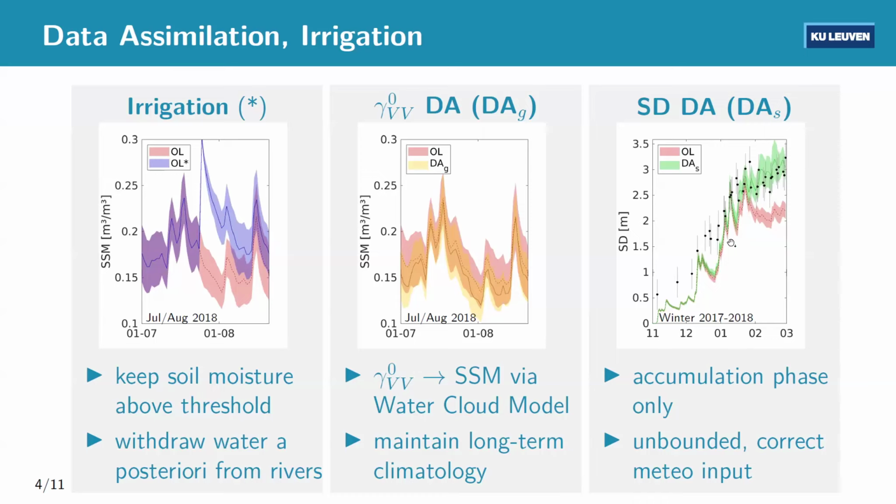And then the far right side, that's snow depth data assimilation, where again in red is the open loop, so no satellite data. The black dots are the Sentinel-1 snow depth retrievals with their uncertainty, and you see that the data assimilation in green is then tracking the observations. We only assimilate in the accumulation phase because the snow depth retrievals are not trustworthy in the melt phase. Note that the snow depth data assimilation is unbounded. We don't make it bias-free, whereas the backscatter data assimilation is bounded. The soil moisture is bounded, and we make sure that it's bias corrected.